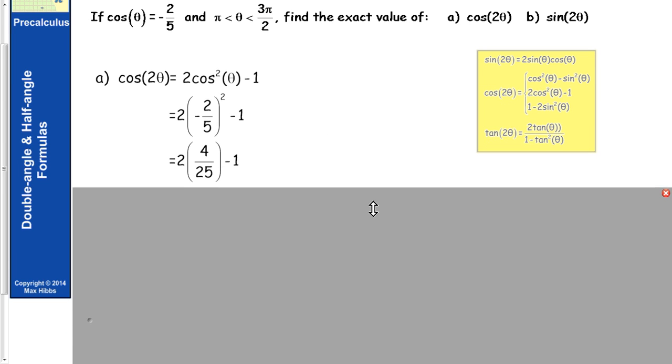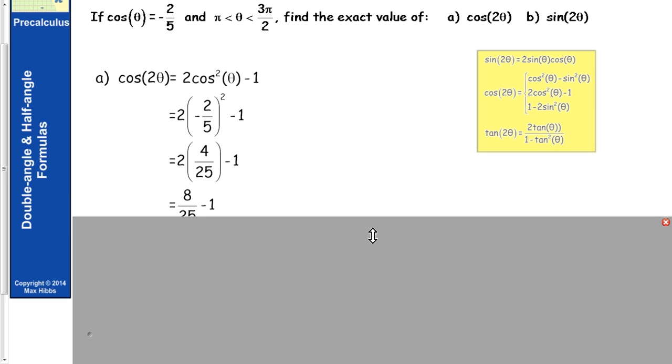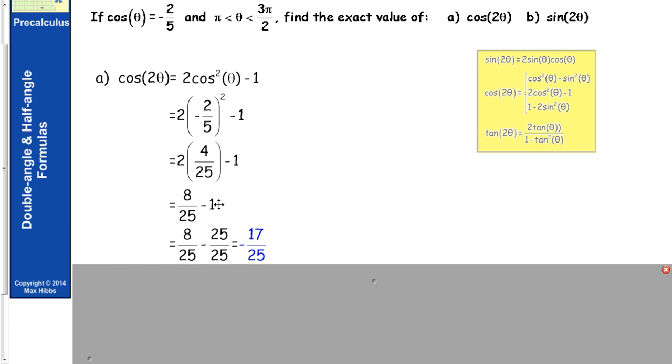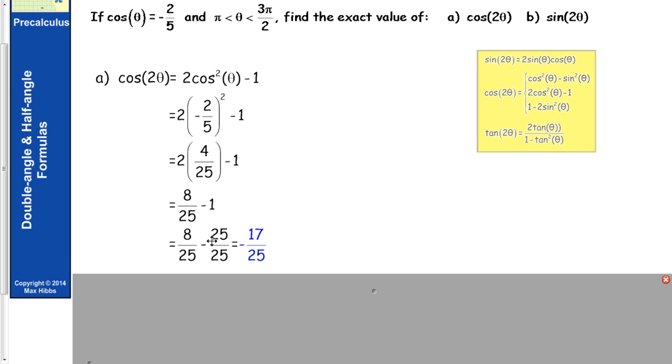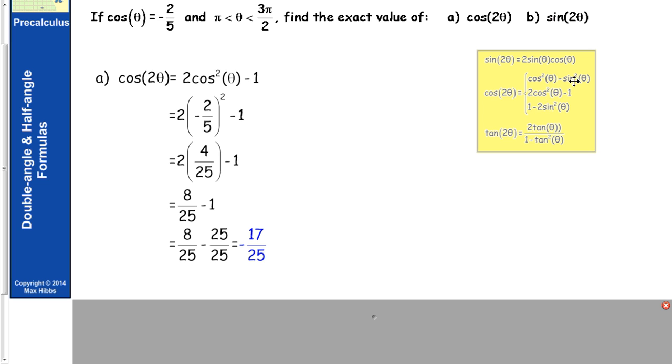And so after this, it's just a matter of some algebra. When we square negative 2/5, we get positive 4 over 25. And when we multiply that by the 2, we get 8 over 25. And then, of course, we need to subtract 1, so we write 1 as 25 over 25. And so 8 minus 25 is a negative 17 divided by the common denominator of 25. So that was pretty easy. It was a matter of us making a good choice for which identity.